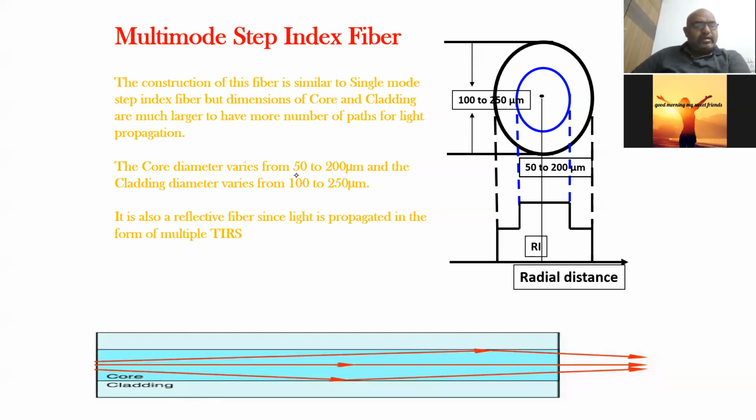So my dear students, in multi-mode step index fiber, the construction of the fiber is similar to the single mode step index fiber, but the dimensions of core and cladding are much larger to have more paths for light propagation. The core diameter is 50 to 200 mm, and cladding diameters vary from 100 to 250 mm. It is also a refractive fiber, since light propagates by multiple total internal reflections. From the diagram, more than one mode of the signal is allowed, so it is called multi-mode step index fiber.